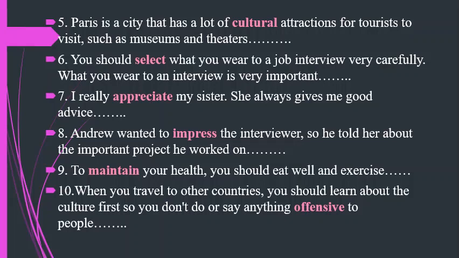Okay, these are the vocabulary of Unit 3, the beginning of Unit 3. This is vocabulary number 1. We're going to continue next time, inshallah. This is the revision for today.